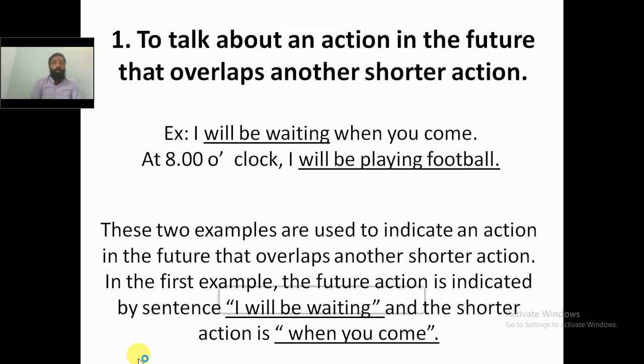Take the next example. At 8 o'clock, I will be playing football. I will be playing football is the future action. Time is at 8 o'clock. I think that is clear for you. To talk about an action in the future that overlaps another shorter action. I will be waiting. That is a future action that overlaps another shorter action. That is when you come.